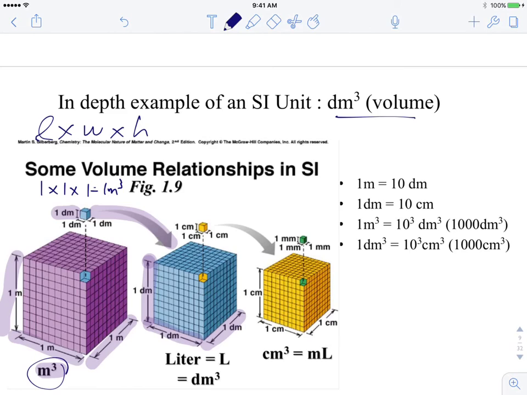When we look at the next cube, each one is 1 decimeter, which is 1/10 of a meter. So we have 1/10 times 1/10 times 1/10. So this is 1,000th of a meter cubed.